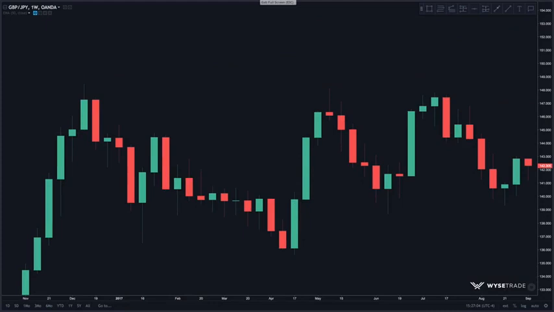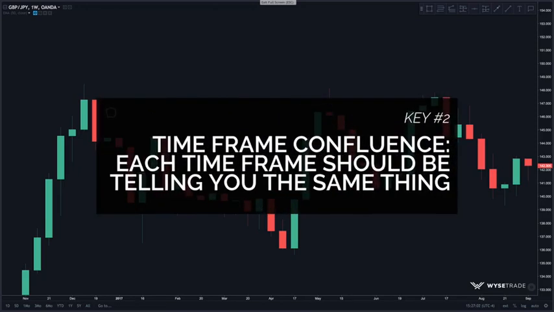In the last episode, we showed you the first key, which was using the higher time frames, being the monthly and weekly, to find key support and resistance points. Now, in this episode, we are giving you another key, which is called time frame confluence, meaning every time frame should be telling you the same thing. So let's jump right into an example.